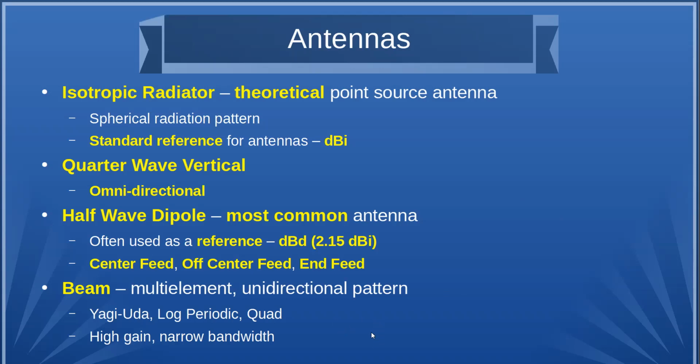The beams have high gain and narrow bandwidth. So it's just a compromise: the more gain that you want to get out of an antenna by squeezing the radiation pattern, the narrower the bandwidth is going to be. The quad gives you a little bit more gain than the Yagi. And the reason for that is that with the Yagi you're working with a half wave radiator, and with the quad, you're working with a full wave loop.